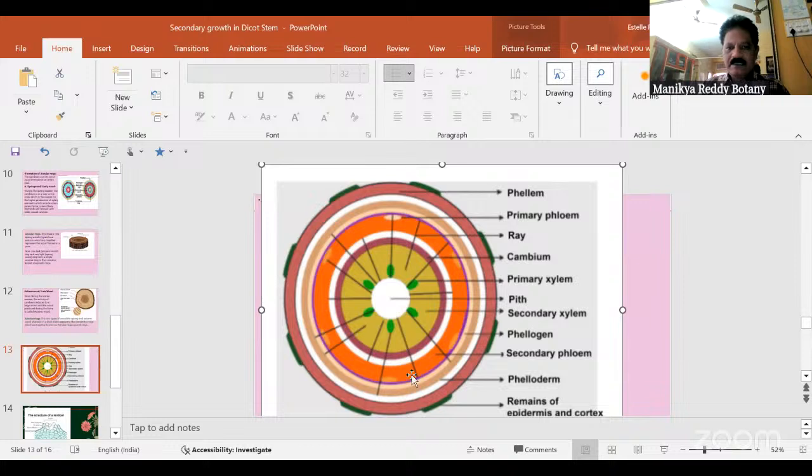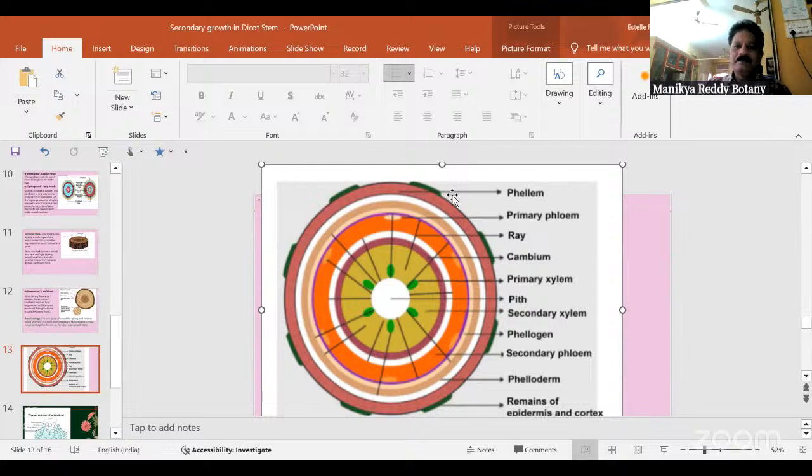This is because the intrastelar secondary growth is increased. Secondary xylem and secondary phloem are formed, and the epidermis is ruptured. This broken epidermis you can see in the image. This is the ruptured epidermis. And the outer cortical cells become meristematic, forming cork cambium.